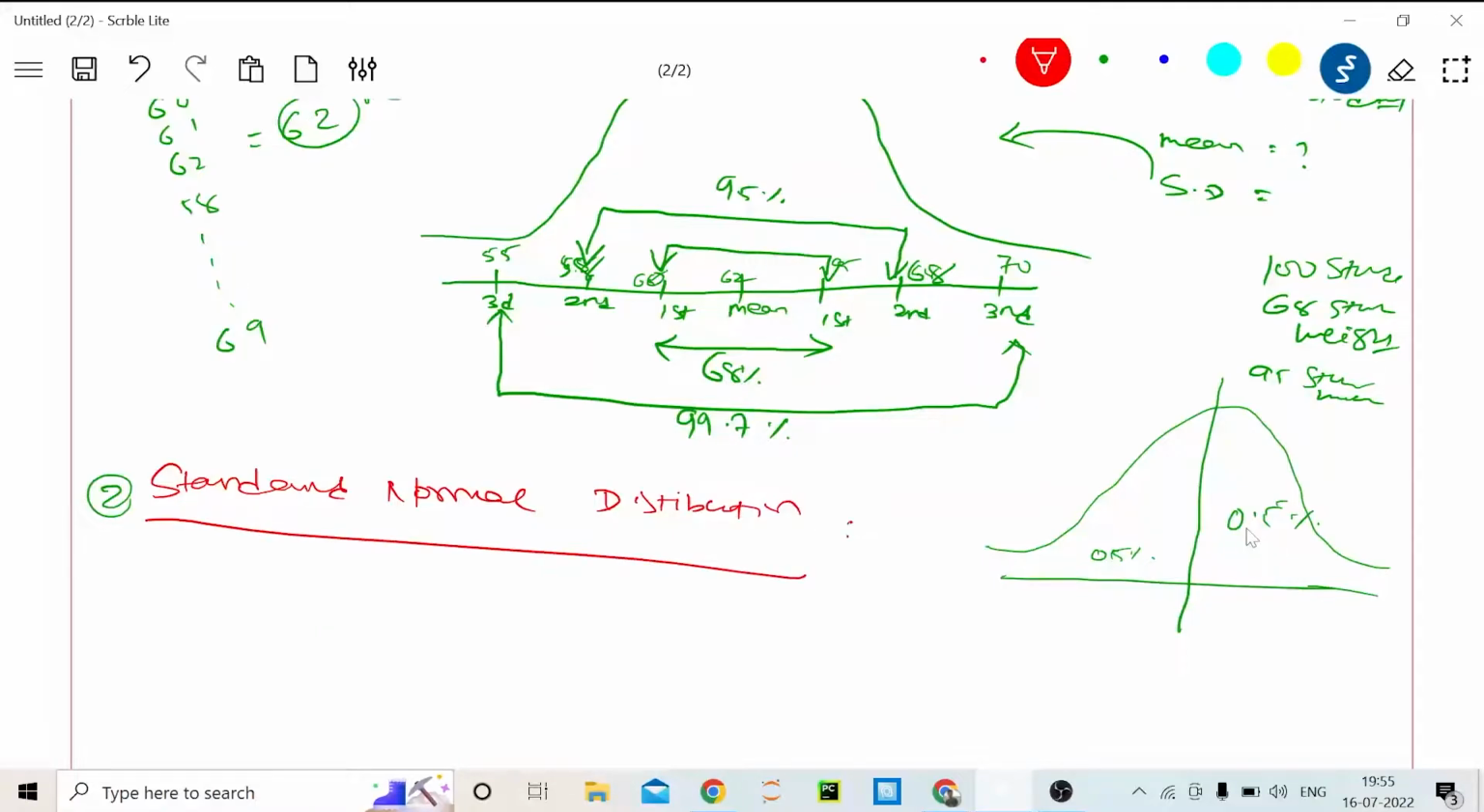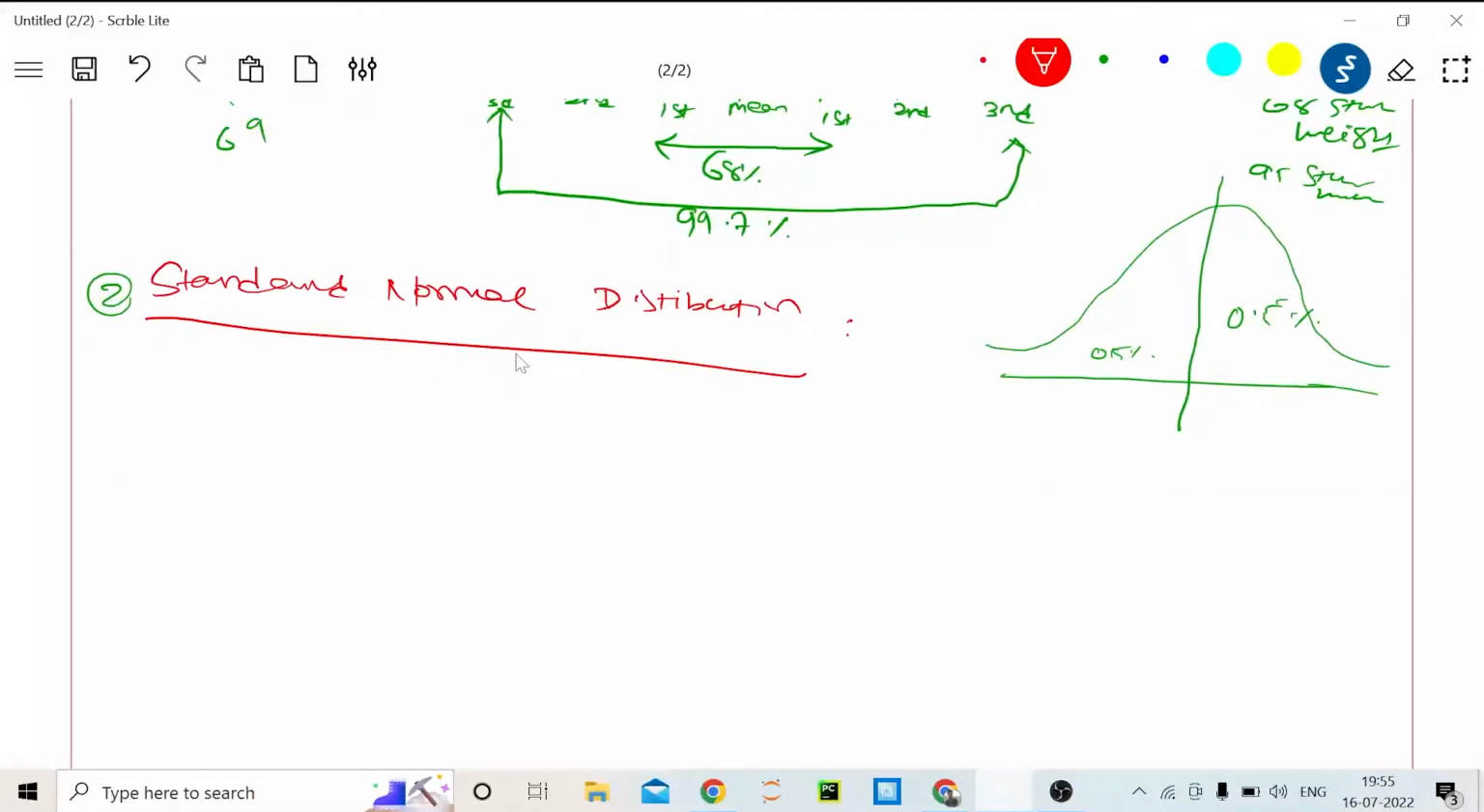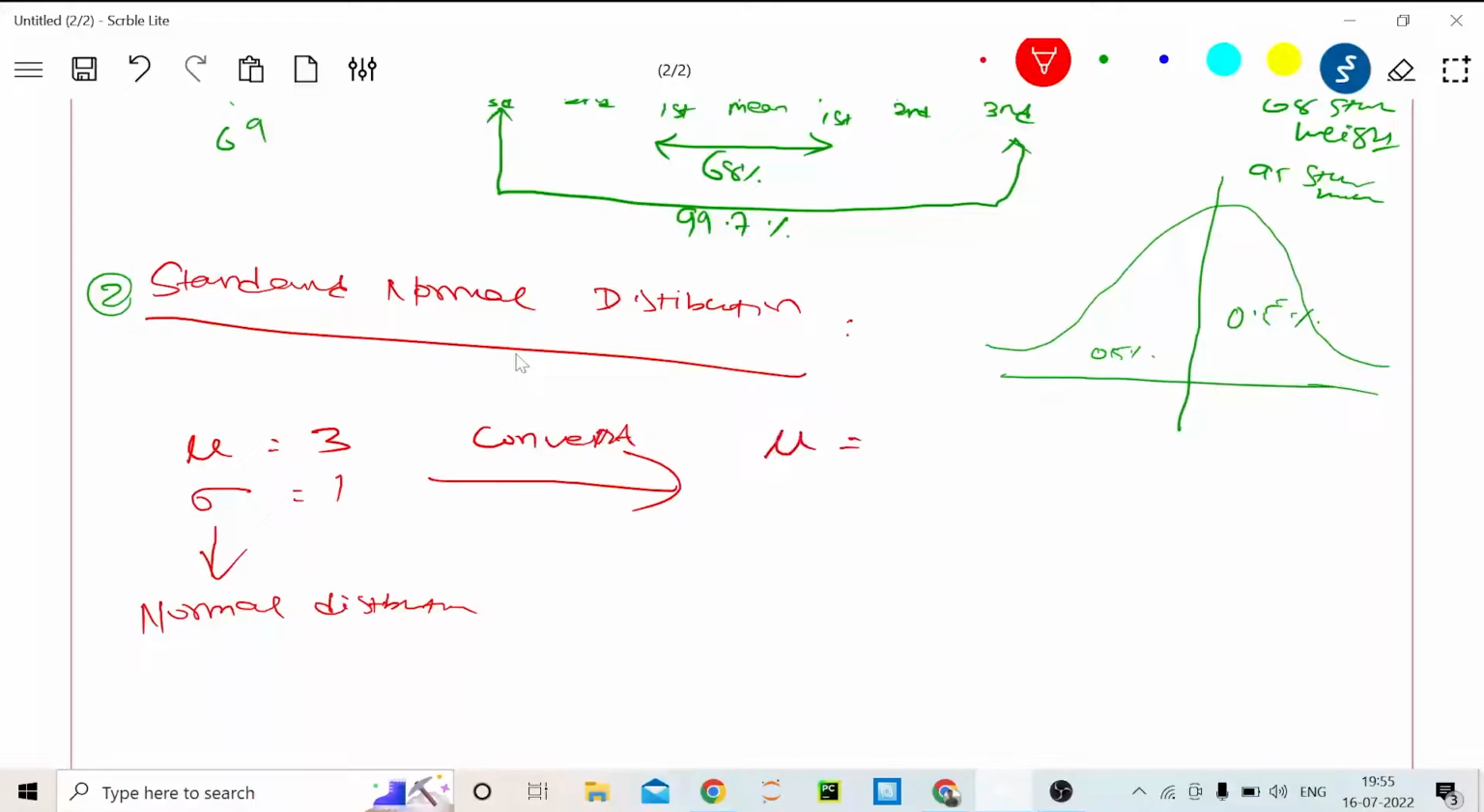First we have the normal distribution, and this is the standard normal distribution. In a normal distribution, let's say our mean is 3 and our standard deviation is 1. We have to convert it to mu equal to 0 and standard deviation equal to 1. That means when we convert any Gaussian distribution to mu equal to 0 and standard deviation equal to 1, that is called the standard normal distribution.